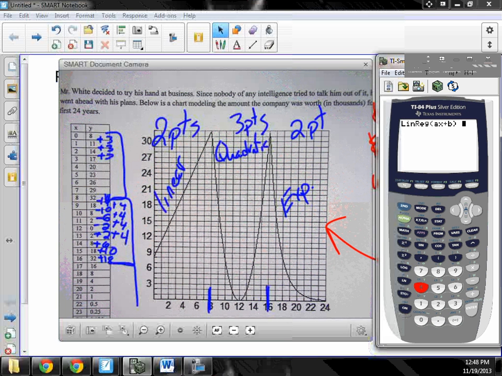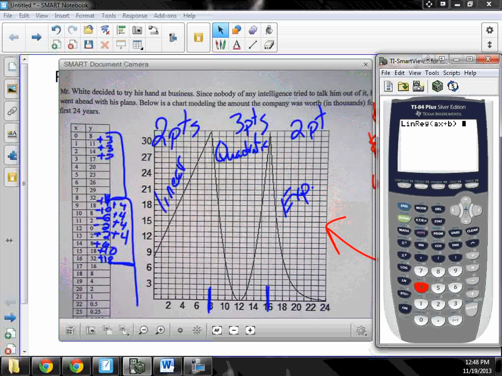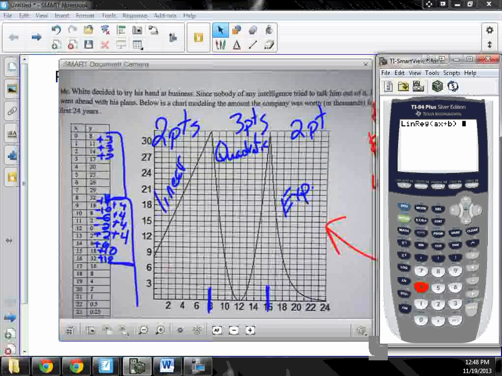In the past, we put y1 either here or, if you have the other version of the calculator, down where it says store regression equation. We don't really want to graph these. You can put y1 if you want, but we don't need it. We already have the graph. All we're looking for is the equation. So I'm just going to push enter.